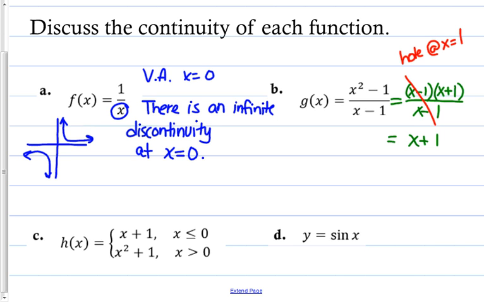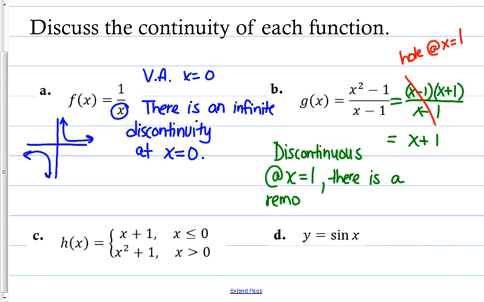If it were just x plus 1, at the very beginning, this would be a continuous function. But because I had to factor out the x minus 1s from top and the bottom, that means there's a hole. So this function is discontinuous at x equals 1. There is a removable discontinuity.